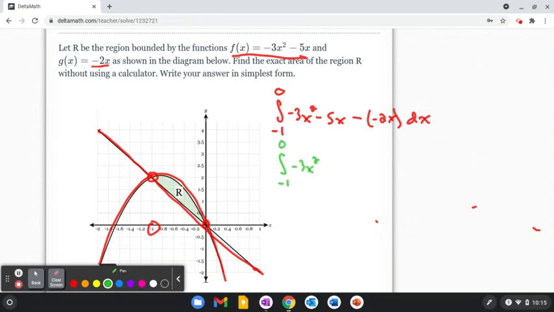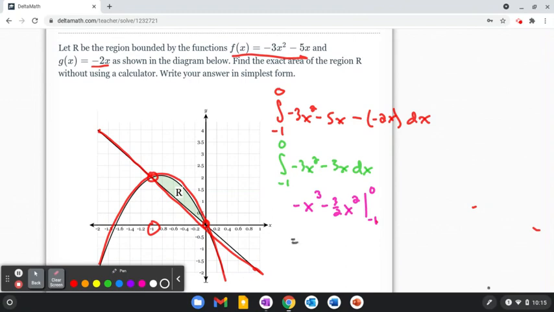-3x squared, that becomes plus 2, so it would be a minus 3x dx. And let's go ahead and do our integration. Add 1 and divide. This becomes -3 over 3, so just -1 x to the third. And that becomes a minus 3/2 x squared, evaluated from -1 to 0.